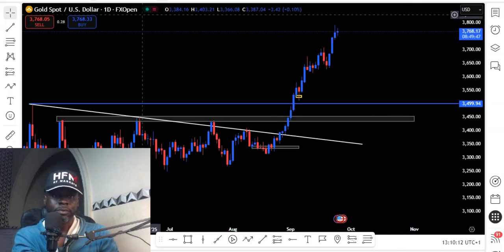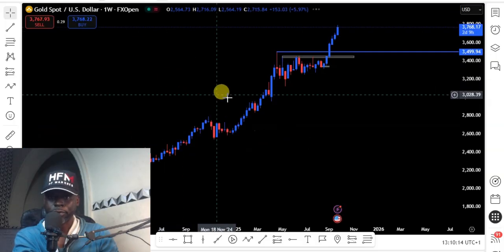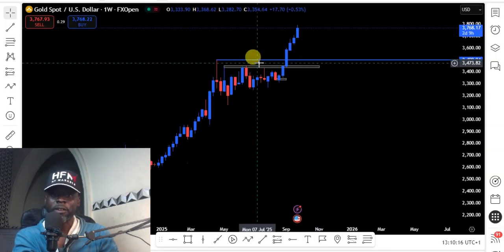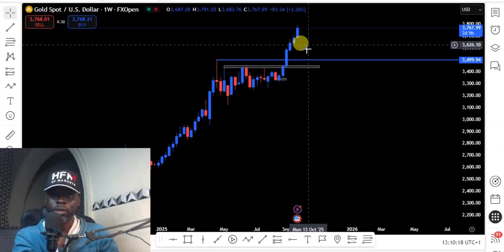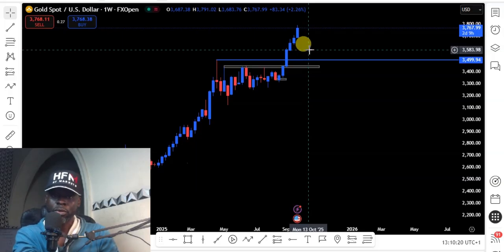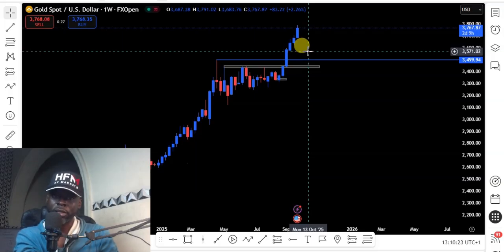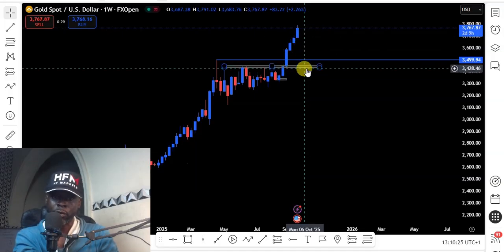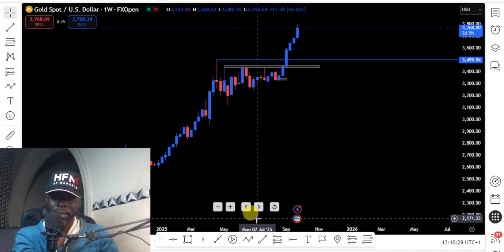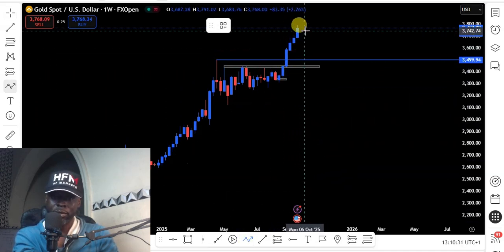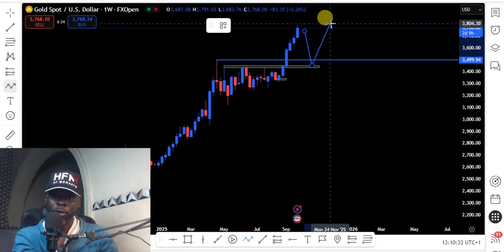So let's start with the weekly chart. On my weekly chart, we see price is bullish on the Gold USD. So long as we have the bullish trend on Gold USD, we need price to come to our weekly support level to start looking for possible buying opportunity for the Gold USD. So we need the price to do a retest of this zone, then we'll start looking for possible buying opportunity.